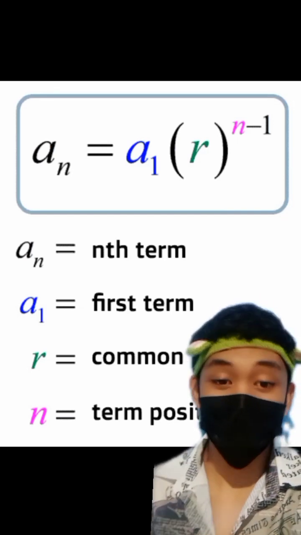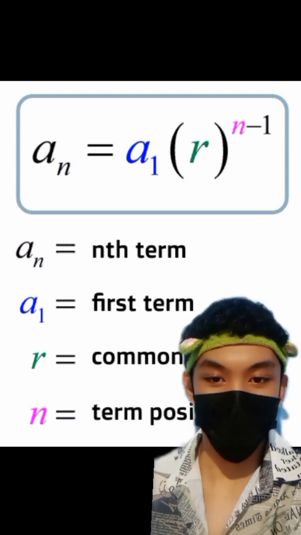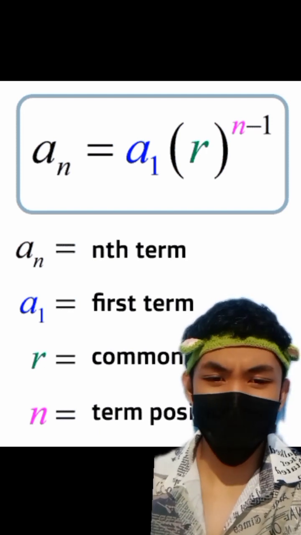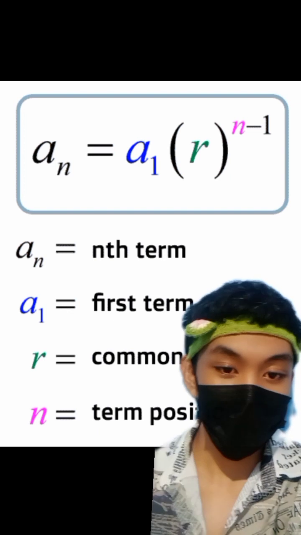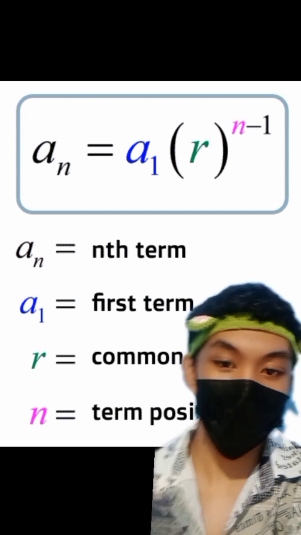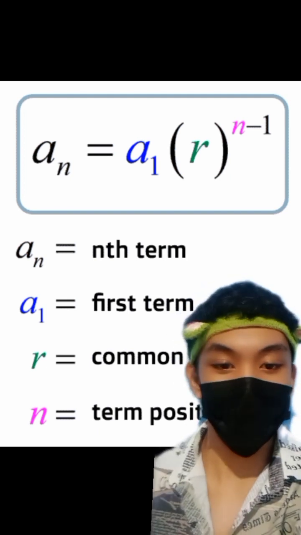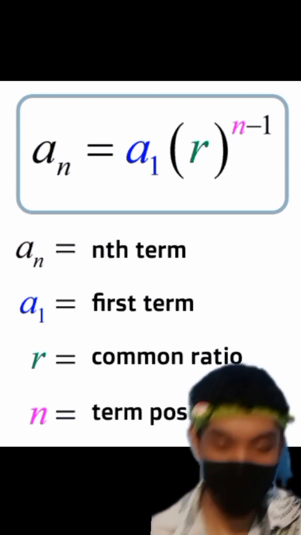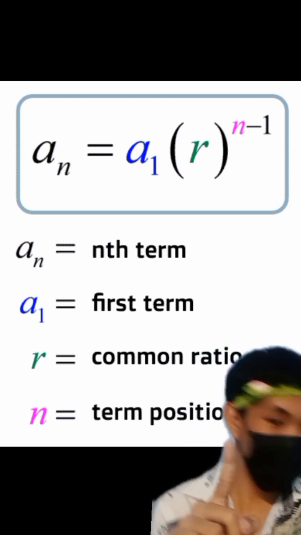Here we have the geometric formula: a sub n is equal to a sub 1 times r raised to n minus 1. We're going to define the variables. A sub n is the nth term, or the term that we're going to find in a geometric sequence. A sub 1 is the first term in the geometric sequence, while r is the common ratio of the sequence, and n is the term position.